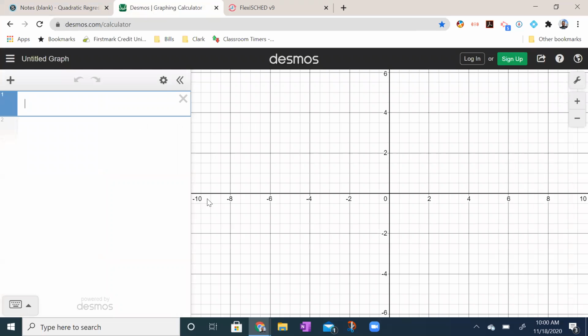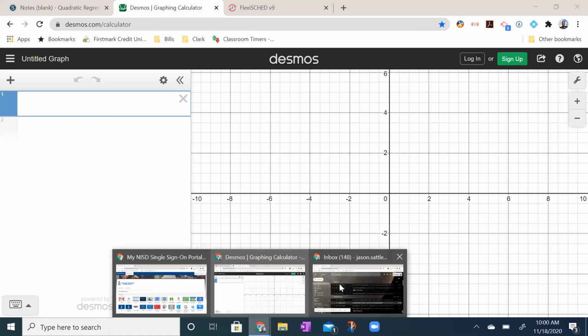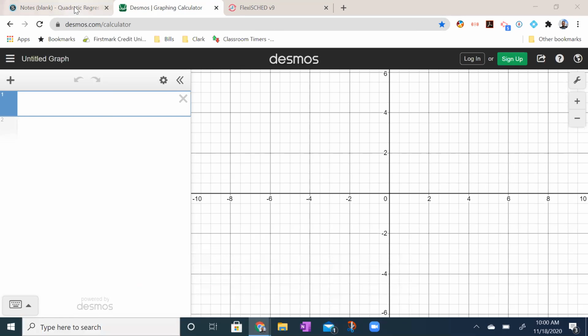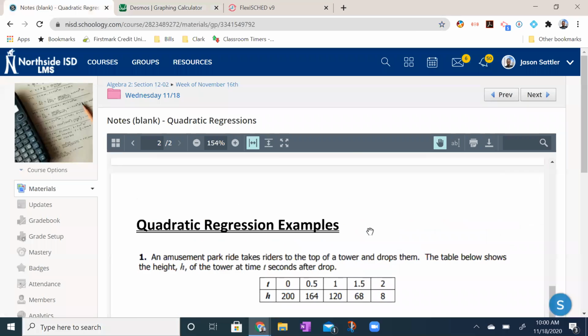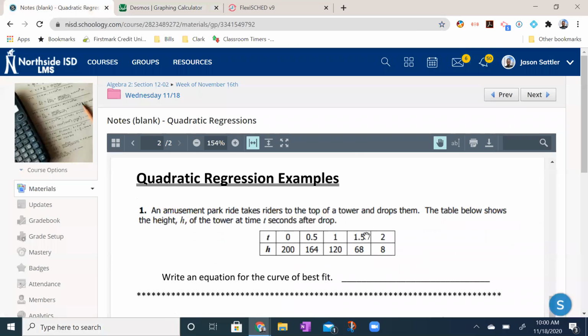All right, so let me put this forward so I can write on it better. Okay, so let's do this. So in our notes here, okay, so we're going to do example 1 together. So quadratic regressions, you're basically going to make a table and put these values in. Okay, so here it has time and then height.